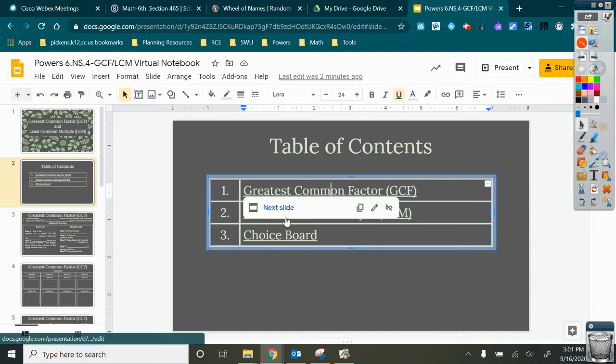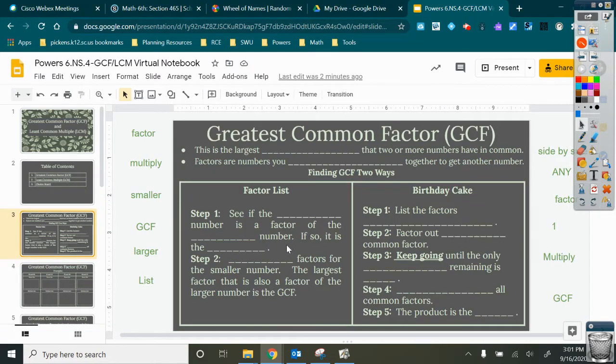So we're going to get started today with greatest common factor, and this is a notes page that explains what greatest common factor is and a couple different ways that you can find the greatest common factor. Now, these aren't the only two ways, and you may have your own way that you've learned in the past that works for you, but I'm just going to show you a couple of different ways here that you can find the GCF.